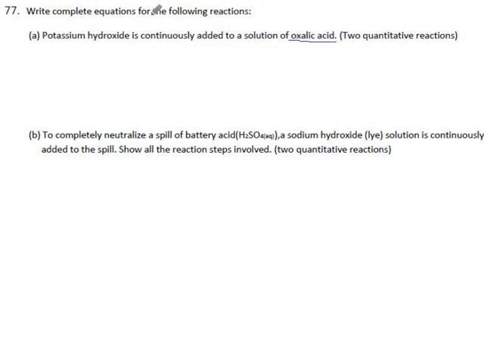Oxalic acid is like two carboxyl groups back to back. It's HOOC-COOH, like that. This COOH is a carboxyl group with an acid attached to it, or a carboxylic acid, and this is COOH going the other direction, so that's another carboxyl group. And they say we're adding hydroxide to this.